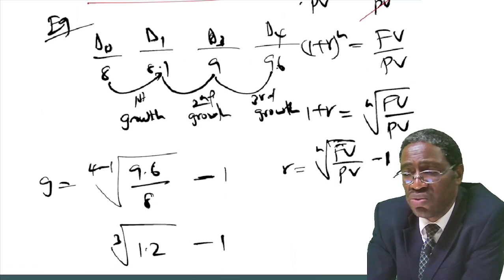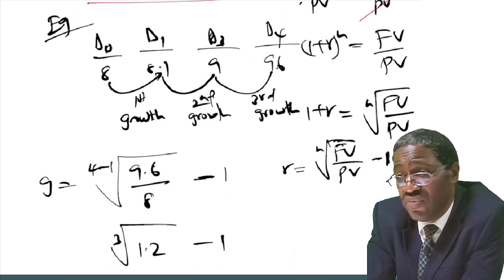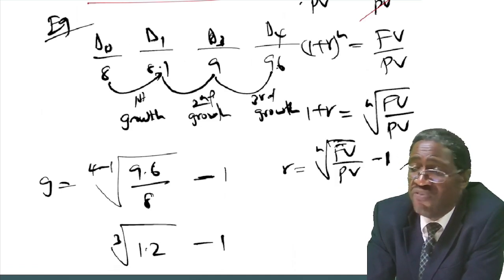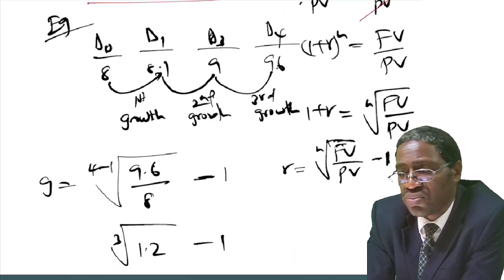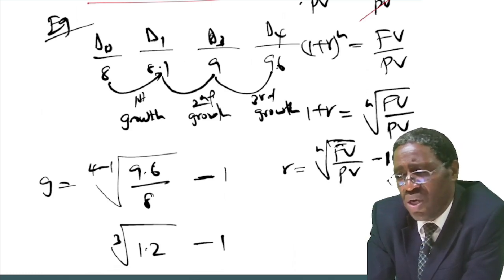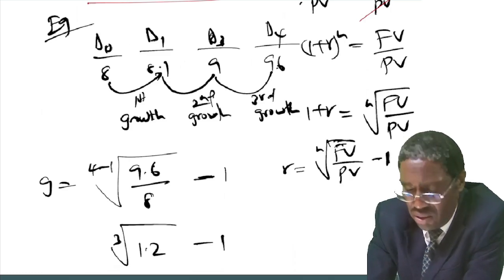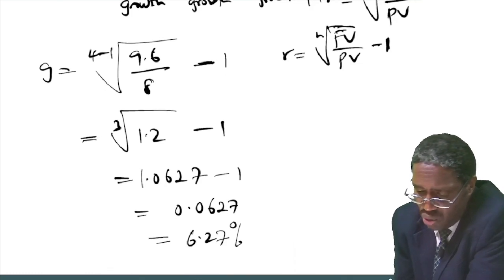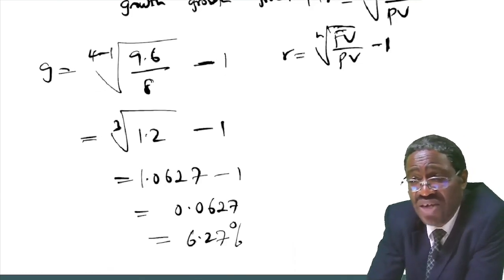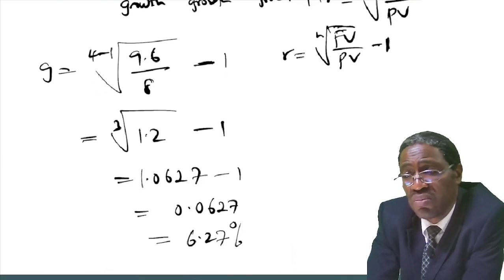G is equal to the fourth root of 9.6 divided by 8, minus 1. 9.6 is the most recent dividend. 8 was the first dividend that was paid according to the record of the company in the question. And every time you take the root, you minus 1. Then we still say G equals the third root of 1.2, minus 1. Good.